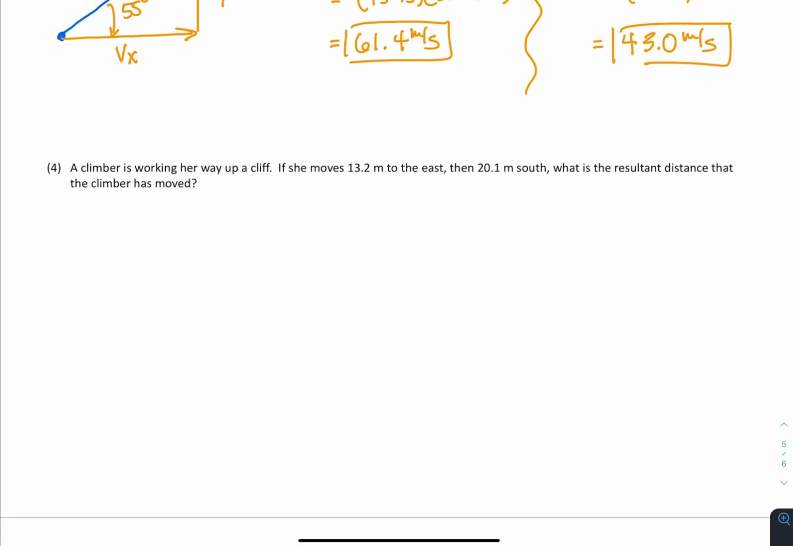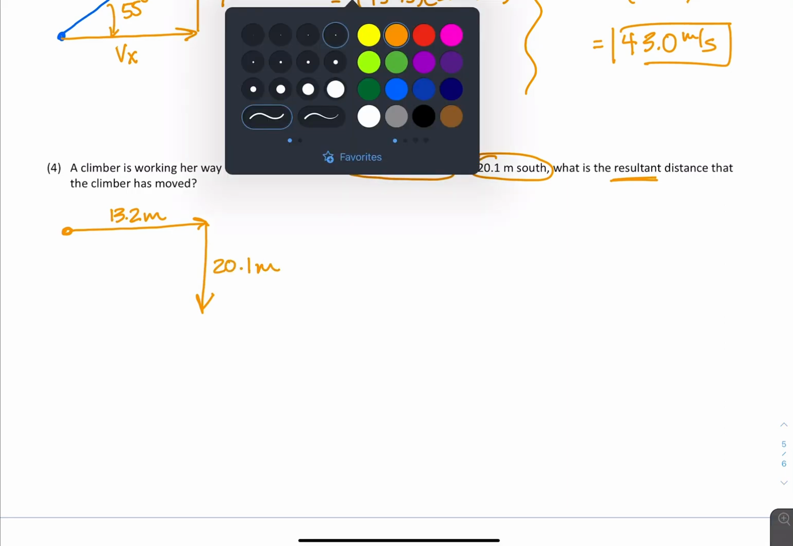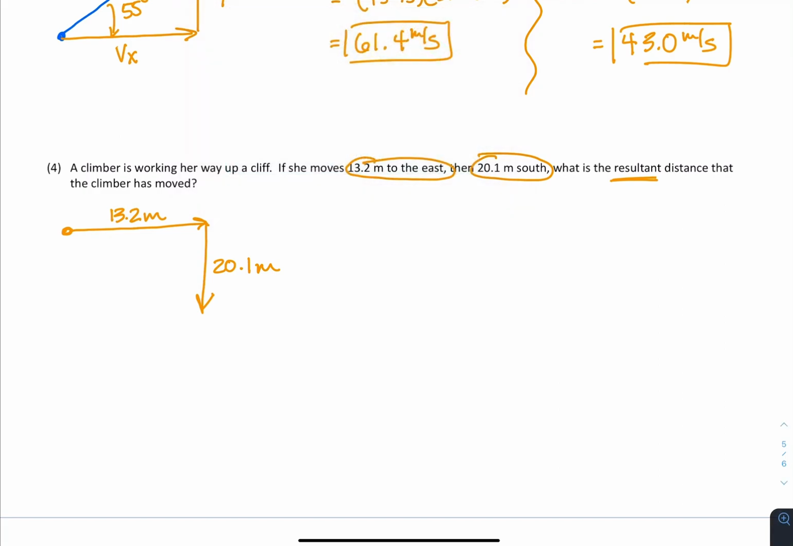So number 4, we have a climber working her way up a cliff. If she moves 13.2 meters to the east, then 20.1 meters to the south, what is the resultant? This time we've been given directional pieces. So we're going to move to the east 13.2 meters, and then we're going to move to the south 20.1 meters. Now our resultant is going to be the sum of these two.